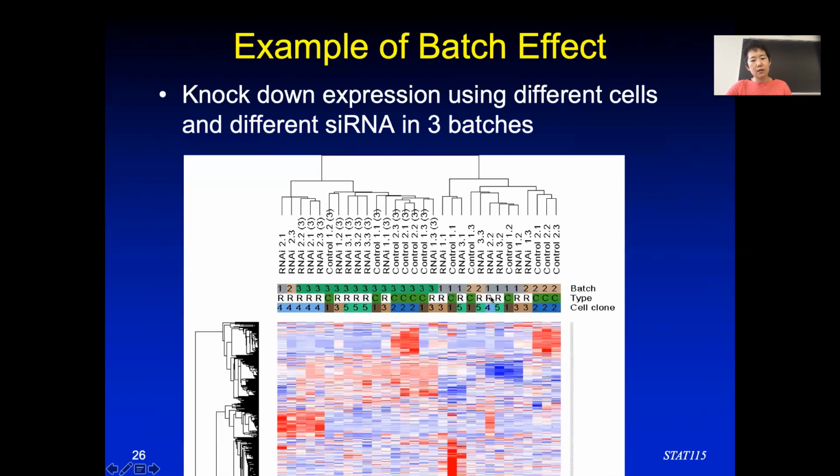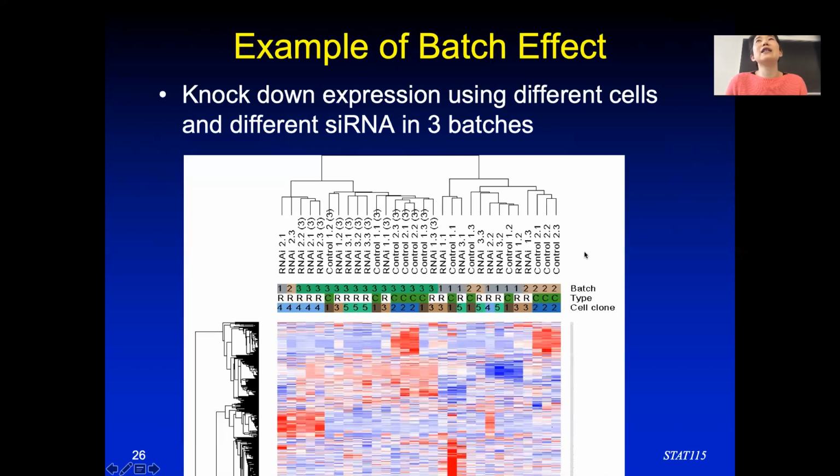R is the knockdown experiment, RNAi, and C is the control. And the third one is the different RNAi clones. So you can imagine we are using, say, 3 different RNAi. So RNAi 1.1 is using the first RNAi reagent, and it's the first replicate, right? The other one is using the first reagent on the 3rd batch.